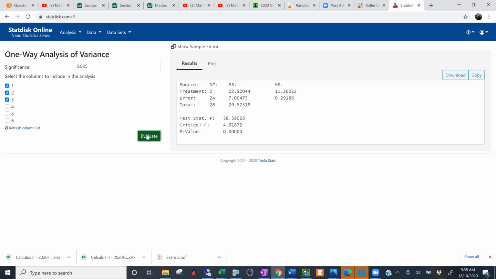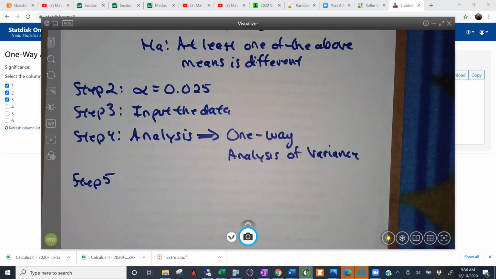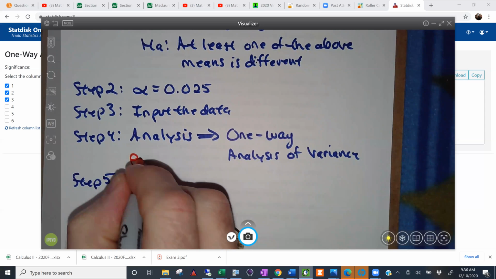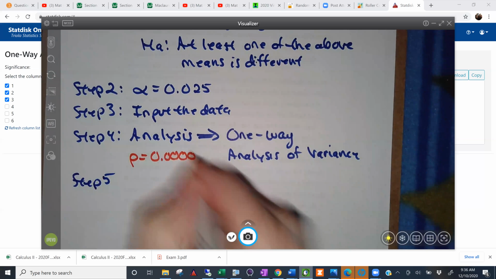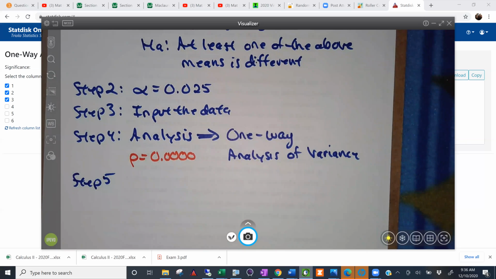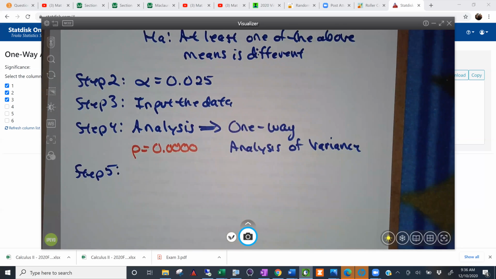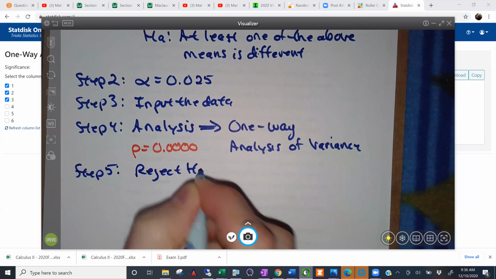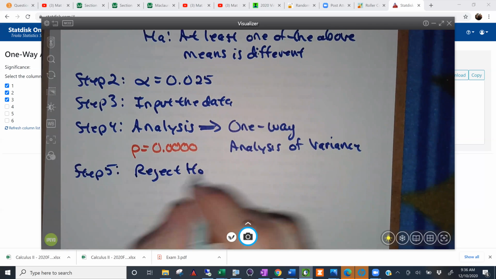So step 5. Actually, for step 4, what should I write down for step 4? I've got this nice, neat little list of things that we're working on, but I actually didn't write down the important thing for step 4 that I need to. What should I write down for step 4 here? The p-value. And the p-value was 0. Awesome, thank you. So the p-value was 0. What's it telling us about our null and alternative hypothesis? Reject null hypothesis. Yeah, thanks, Rosin. Reject H naught. Yeah, basically our p-value is less than alpha.